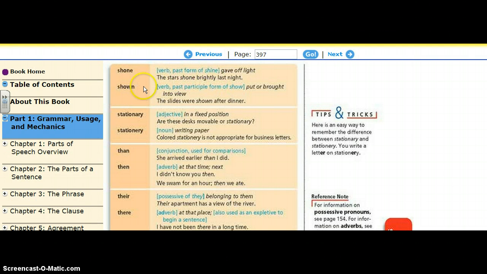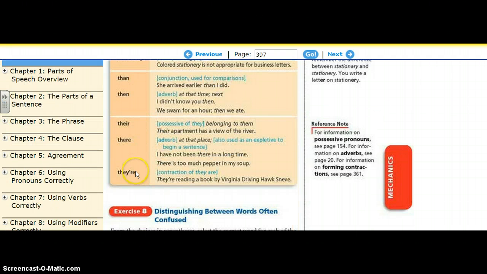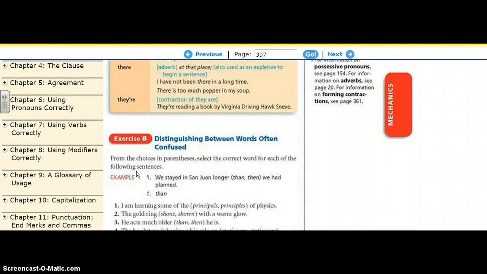Shown and shown, I'm not really seeing an issue with. Stationary, you guys don't use that word enough. Than and then is a common problem. And then, of course, the 3 theirs.